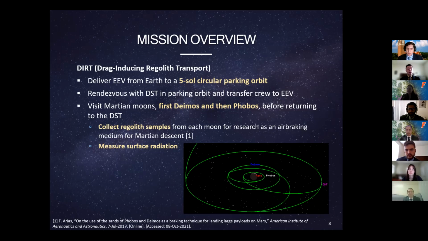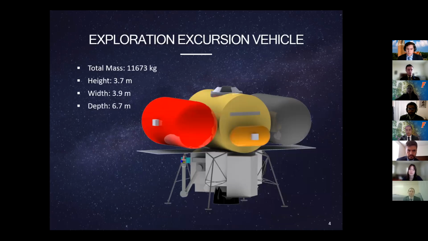Our secondary mission is to measure surface radiation on the moons to inform future manned missions that could involve long-term stays or EVAs. So this is our exploration excursion vehicle that we designed. We'll talk about it a bit more later, but in general, it has a total mass of 11,673 kilograms, a height of 3.7 meters, a width of 3.9 meters, and a depth of 6.7 meters.